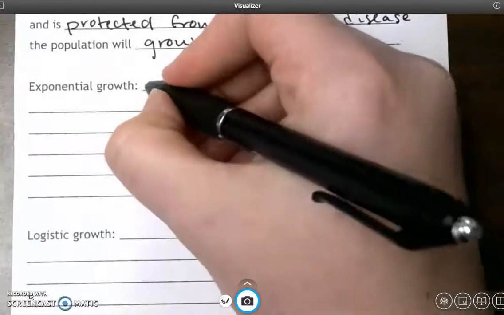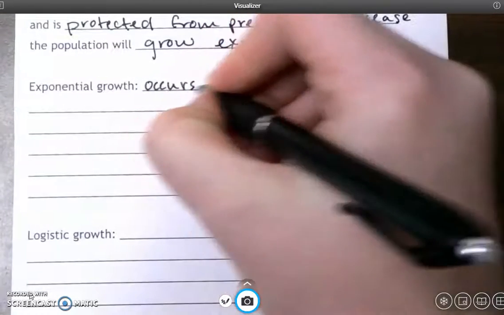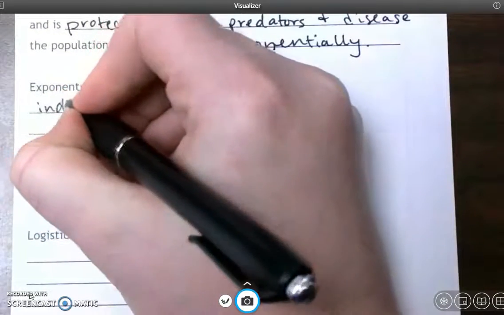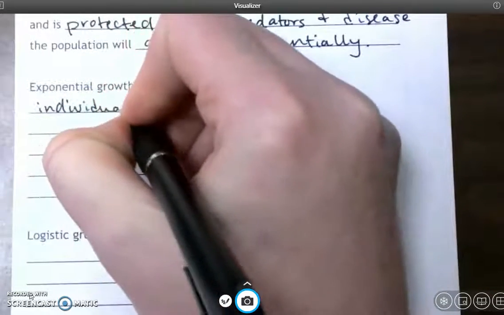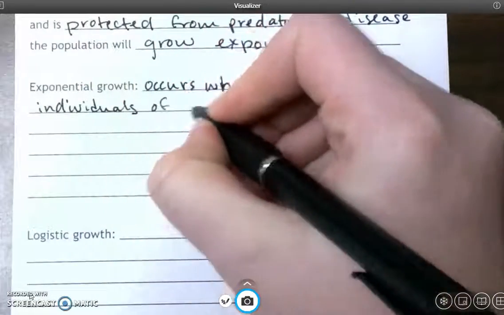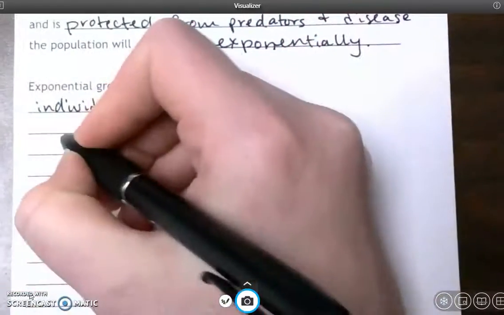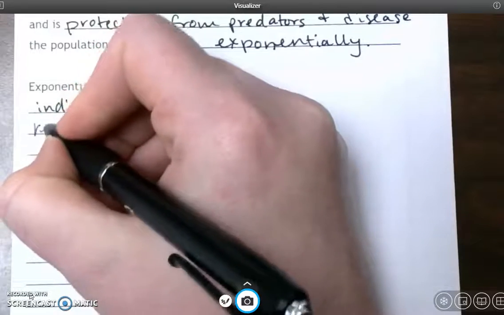So it occurs when individuals of populations reproduce at a constant rate.